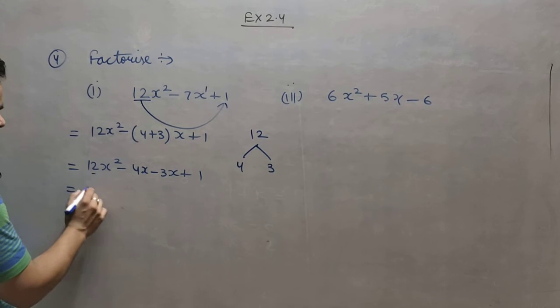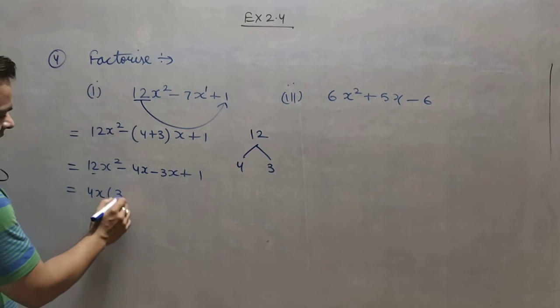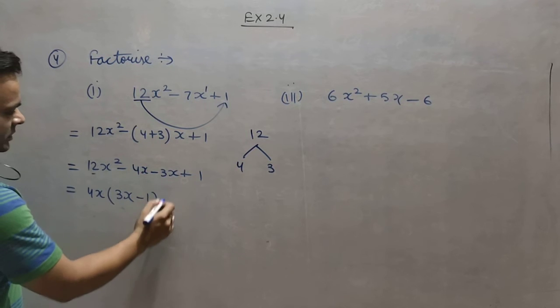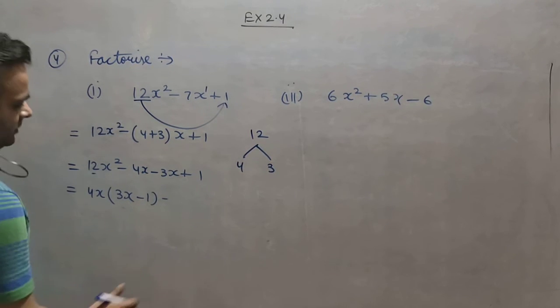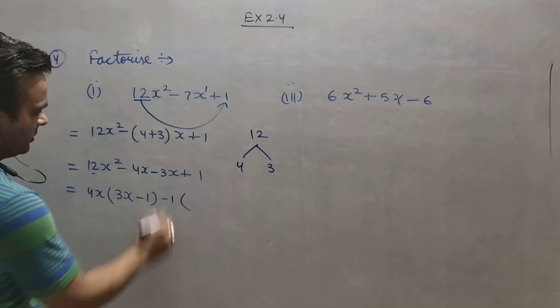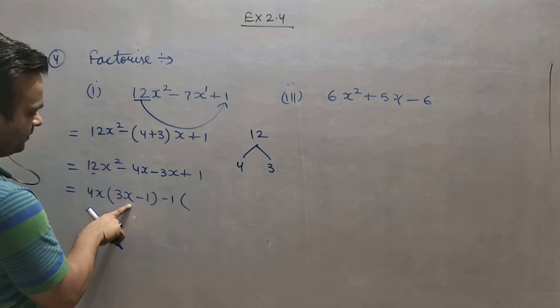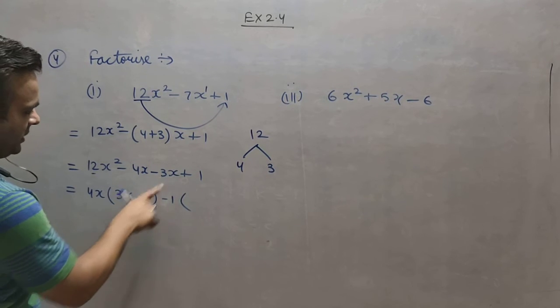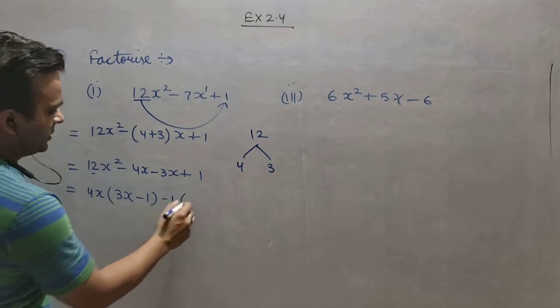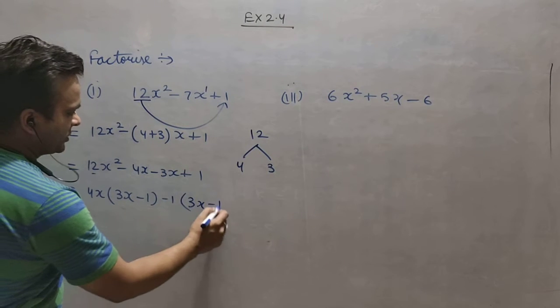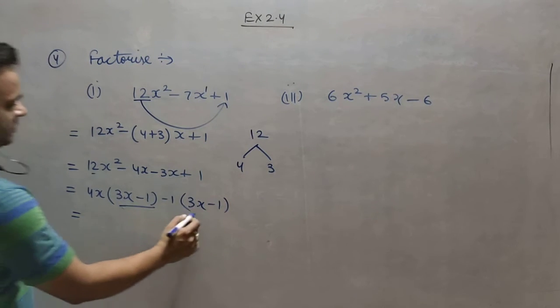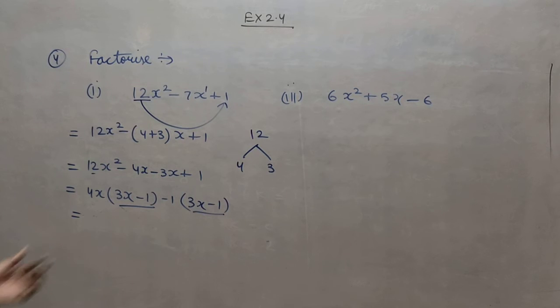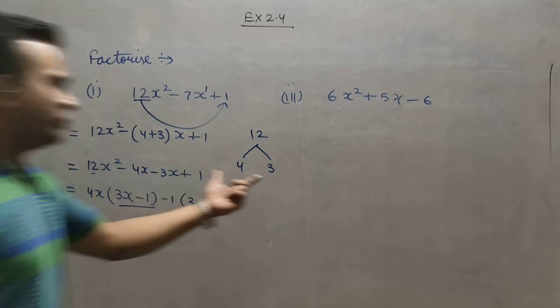And what is common in this? 4x. So what we will get? 3x minus 1. And what is common in the second pair? Nothing is common. So we will take minus 1. Reason: because we want plus 3x according to this bracket, but here it is minus. So we take minus common so that the sign will change. And these two brackets are the same. This is our objective. If these brackets are not coming the same, it means somewhere you have made a mistake, or maybe you have chosen wrong factors.